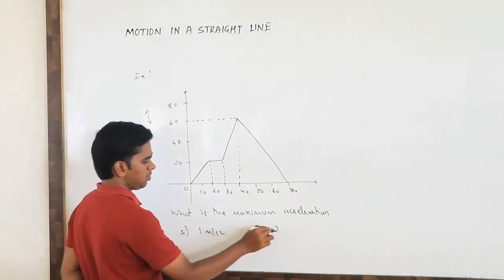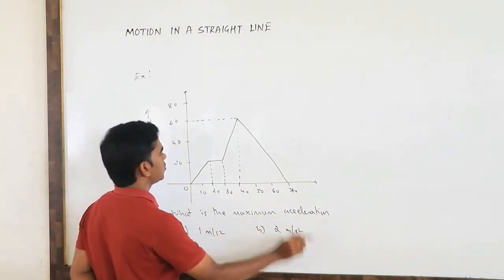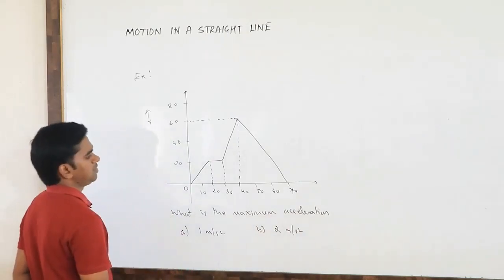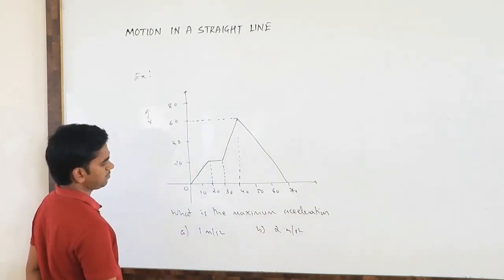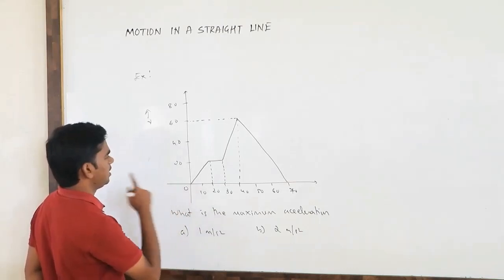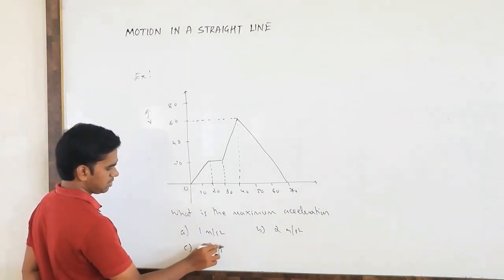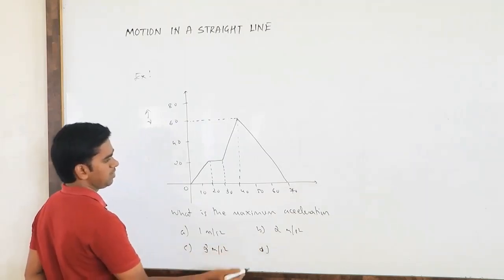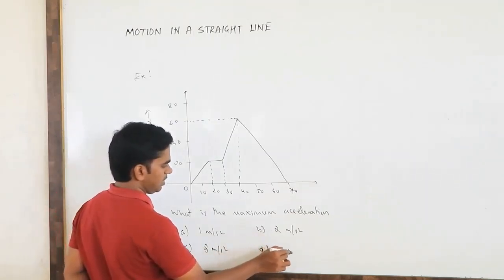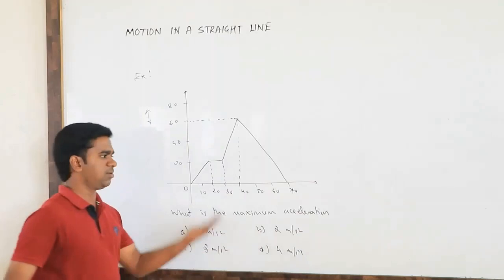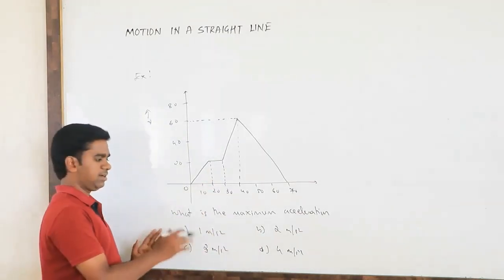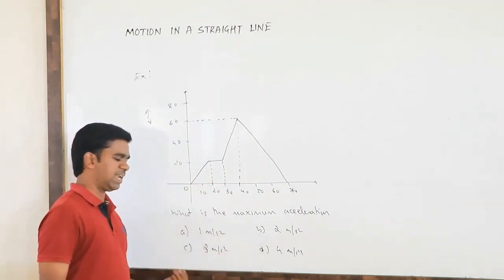Your option B is what? 2 meter per second square. Or option C is what? Meter per second square. So your option C may be say some 3 meter per second square. Option D say some 4 meter per second square. I don't know whether our answer may be there or not. Like that they may give the confusing answers.